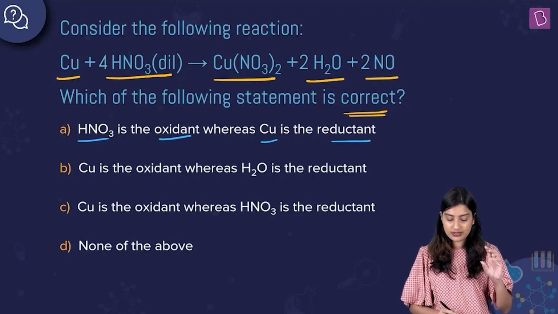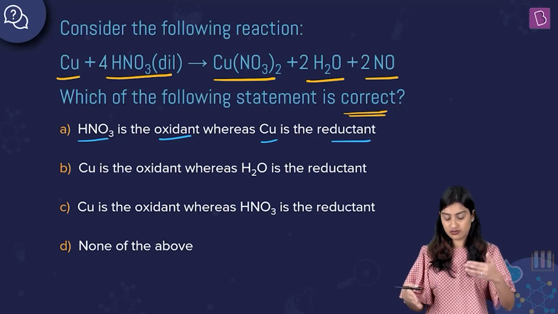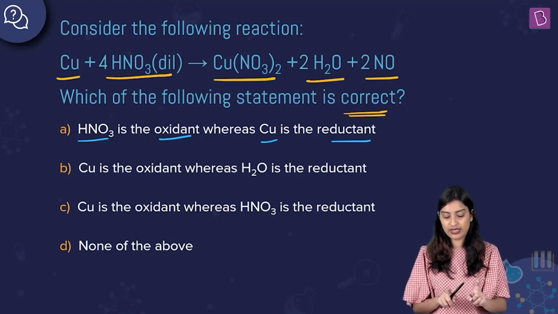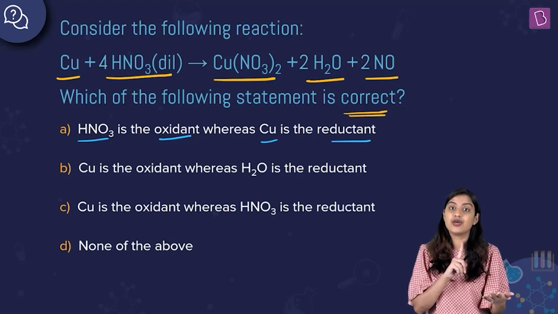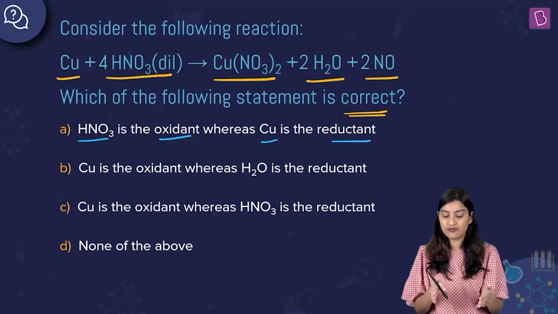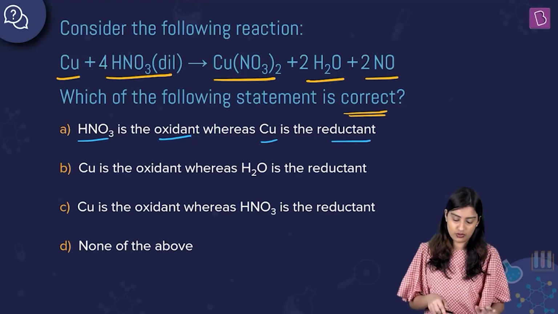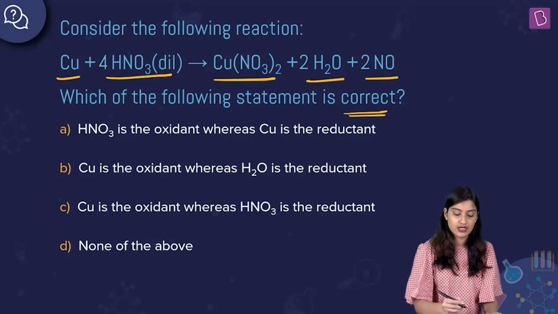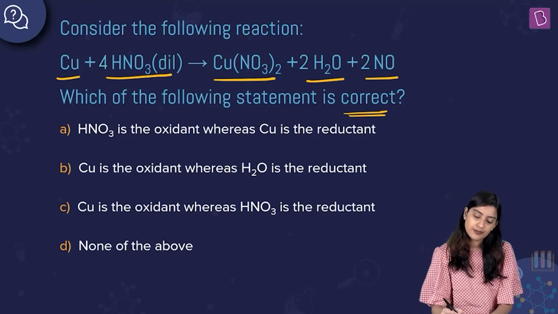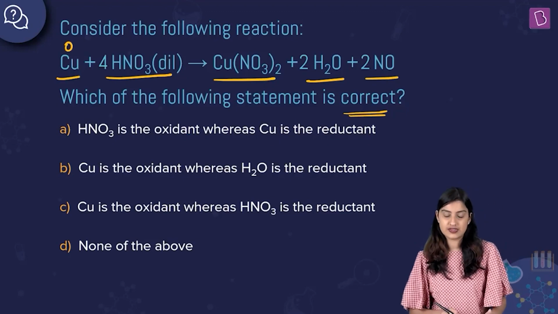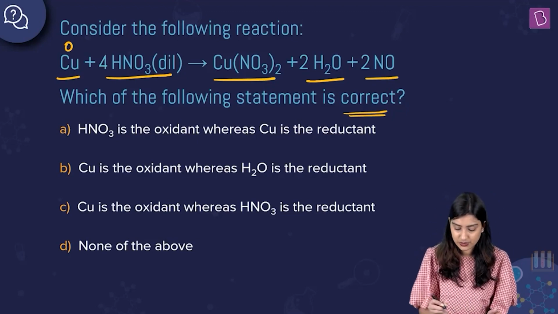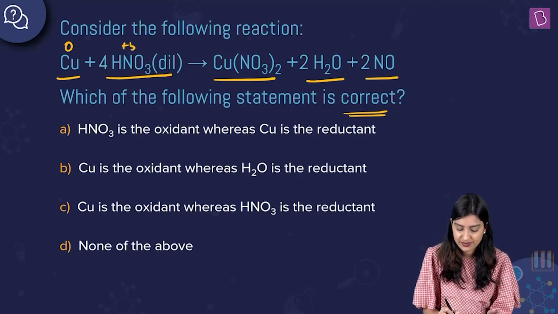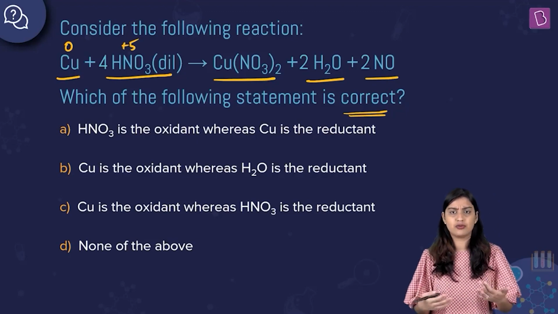Before we actually look at all the statements, we'll have to calculate the oxidation states for each of them. We'll have to figure out what is getting oxidized, what is getting reduced, and then come back to the options, right? So let's do that first. Here you have copper, which is in 0 oxidation state. What about HNO3? Here you will have nitrogen in +5 and hydrogen, oxygen in their normal +1, -2.